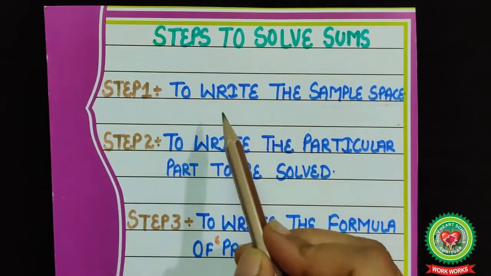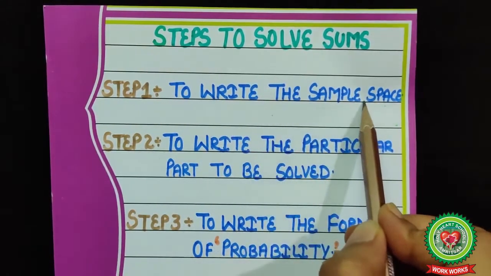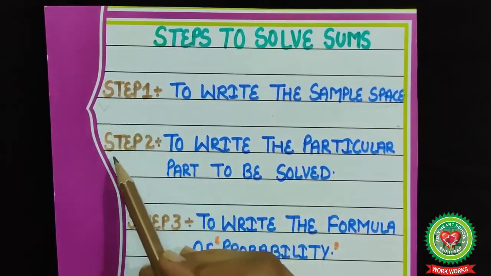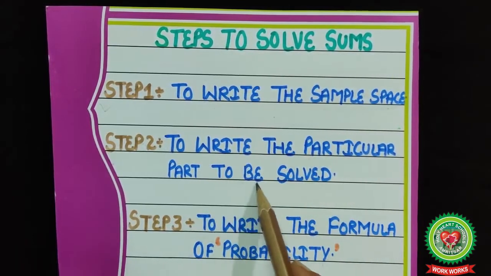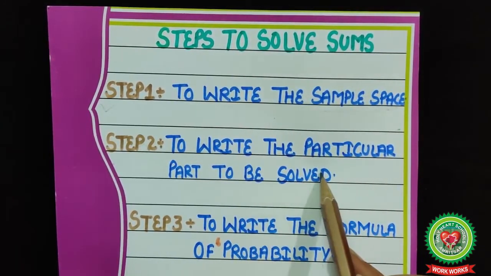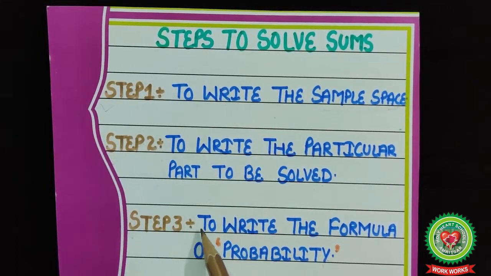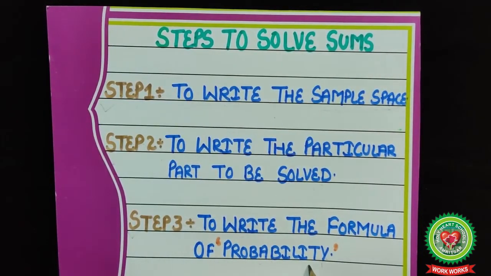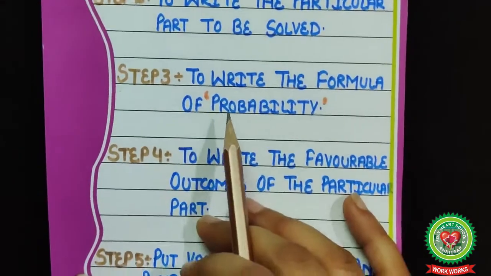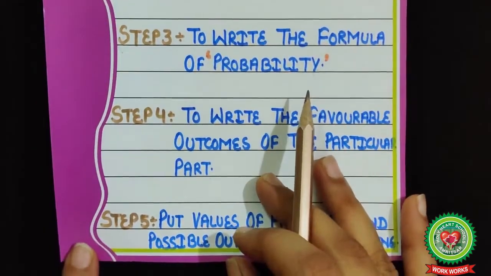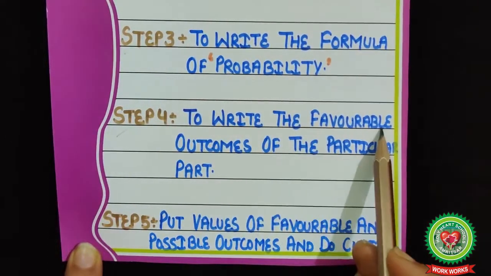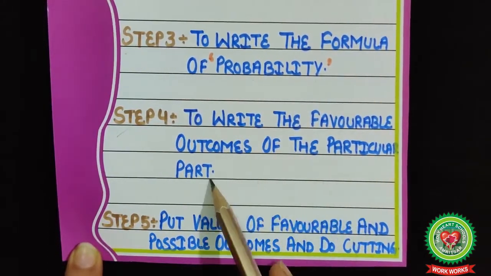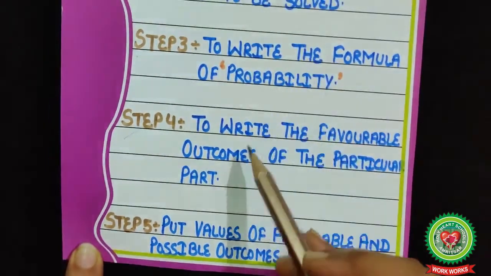Step number 1 is to write the sample space. Step number 2 is to write the particular part of the question to be solved. Step number 3 is to write the formula of probability, which I have told you just now. Step number 4 is to write the favorable outcomes of the particular part which we are going to solve.